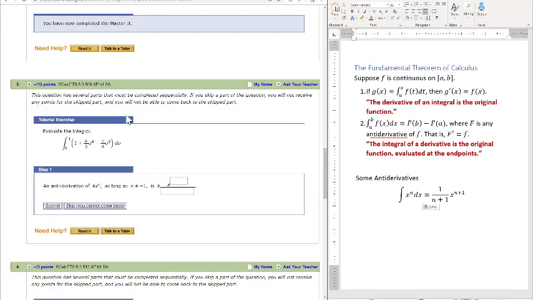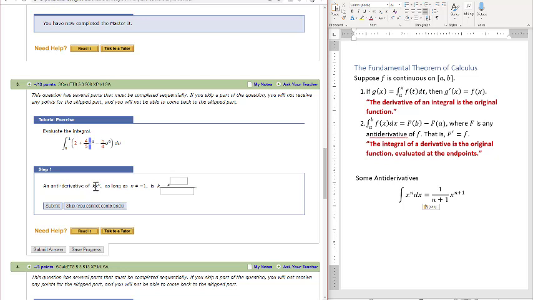Let's do this problem from your lab assignment, section 5.3. They want us to evaluate the integral from 0 to 1 of this function here, 2 plus 4/5 u to the 4th minus 5/4 u to the 9th with respect to u. So u is our variable.